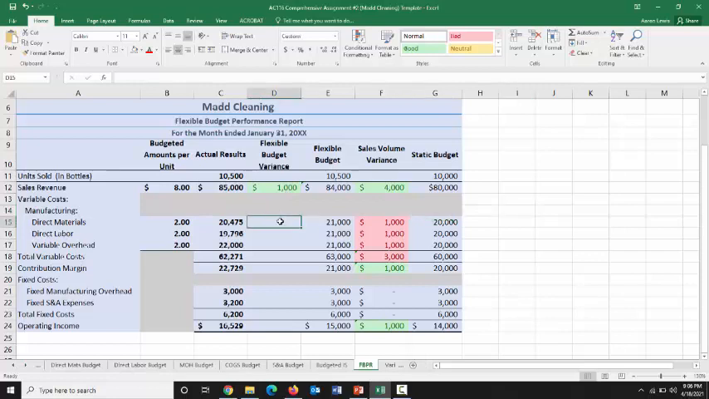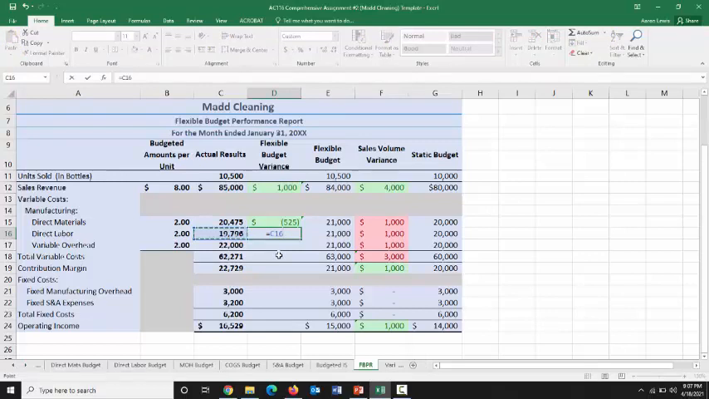For direct materials, we actually spent $20,475 on direct materials, while our flex budget says we should have spent $21,000 on direct materials. So we actually spent $525 less than we should have. And spending less to produce units is always a good thing for your company. It saves you money in the long run. That's a favorable variance.